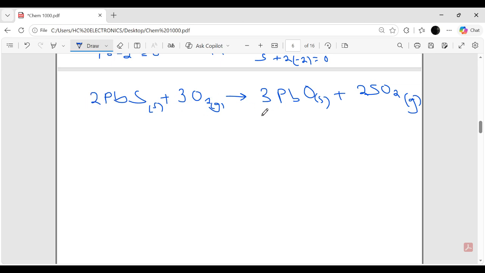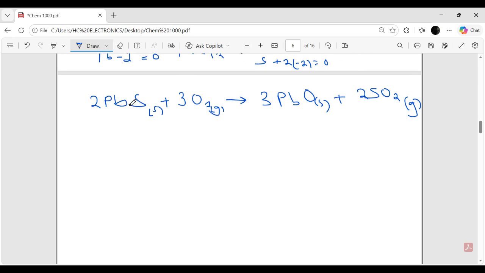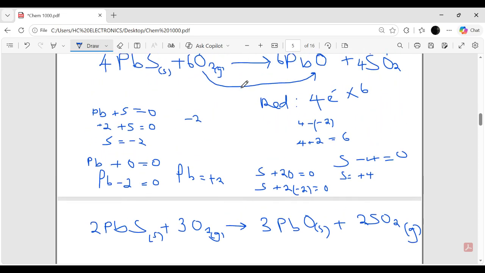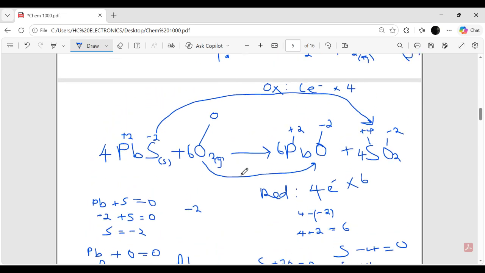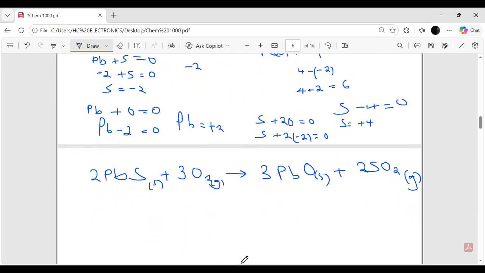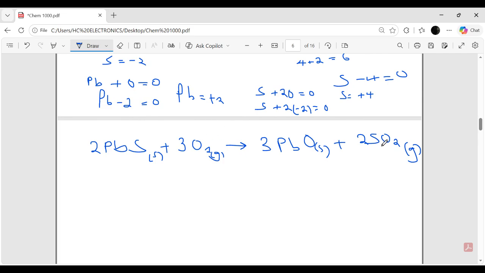Pb, there's 2 Pb, okay, so here there's 3, let's see, oxygen here there's 10, 2 sulfur, 2 sulfur, okay. But let's check the oxidation states.